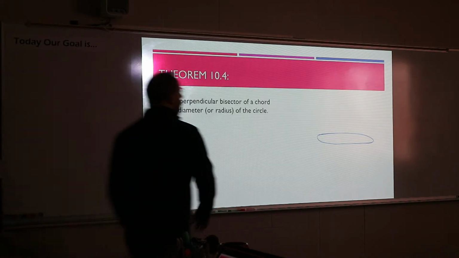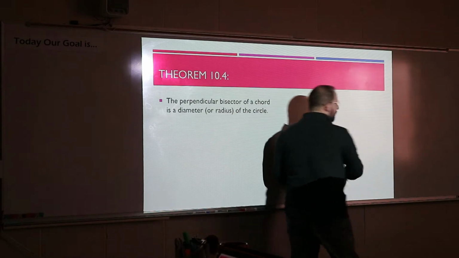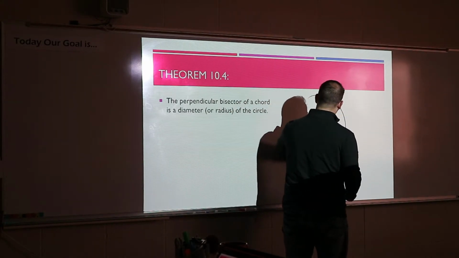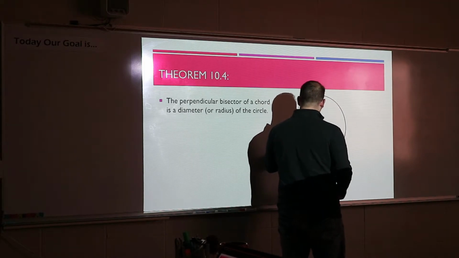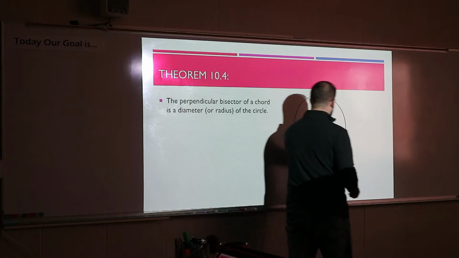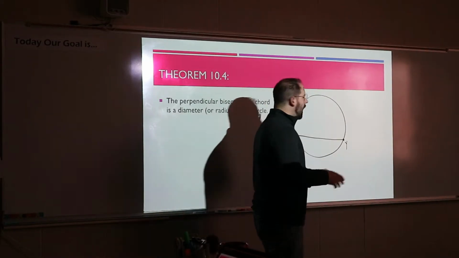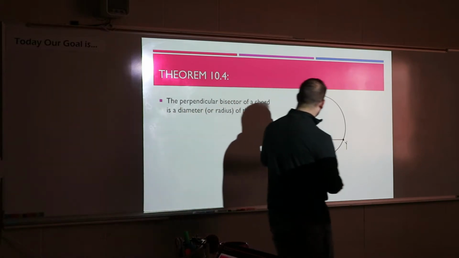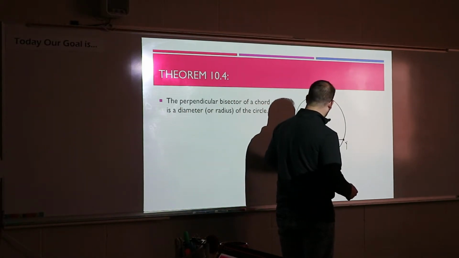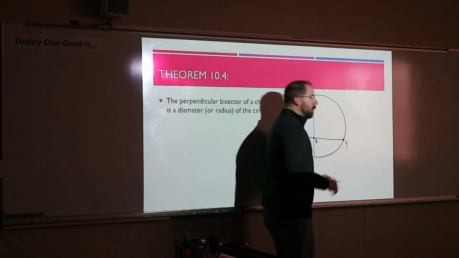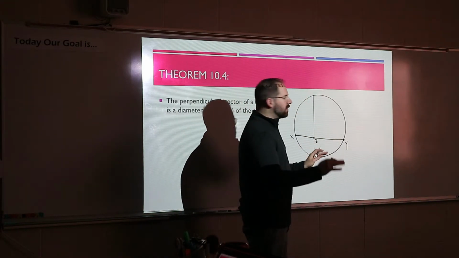Here we go. Okay, let me draw the picture that I want. So we have a circle, and we have a chord. I can put the chord anywhere I want. Let's call this X and Y, just to stick with the same letters. I'm going to draw this very badly on purpose. Just go with it. Okay, let's call this point Z.